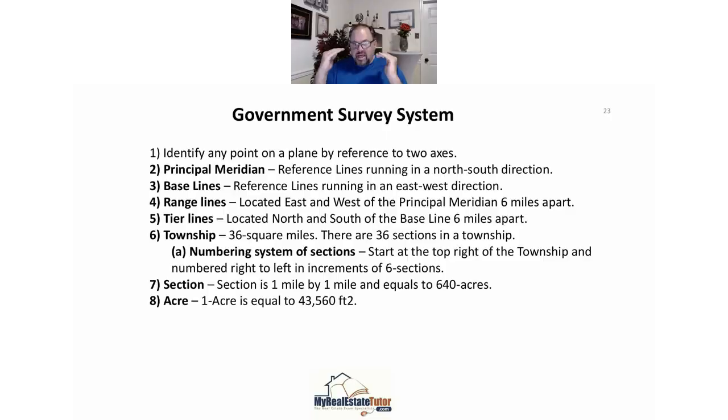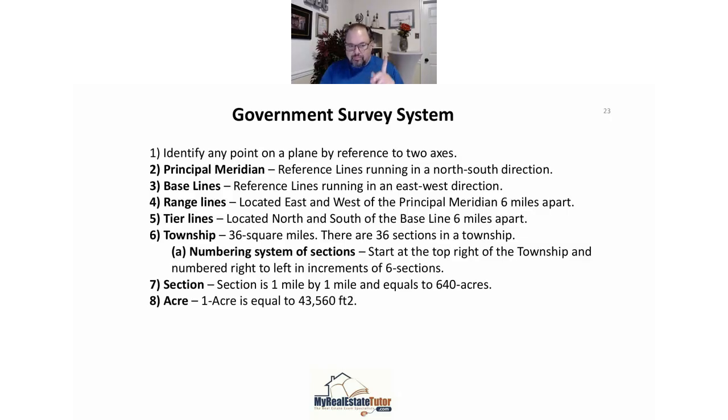Now, we talked about in the government rectangular system, in your studies, you got the principal meridian, the north-south line, and the east-west is the baseline. You've got range lines and tier lines. They're 6 miles apart, separated north and south, east and west, and they form a 6x6, which is 36 square miles, okay? Now, that's called a township. And then a section is a little 1 by 1, 1 mile by 1 mile, and you get 36 of them in a township. And each section is equal to 640 acres. And then 1 acre, if you trim it down, equals 43,560 square feet.